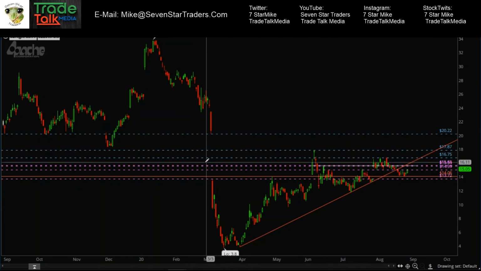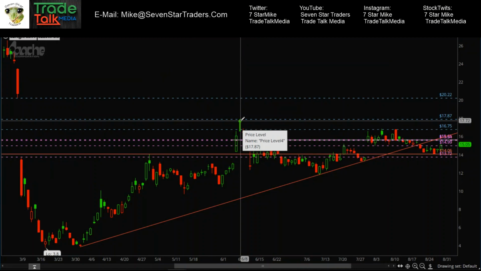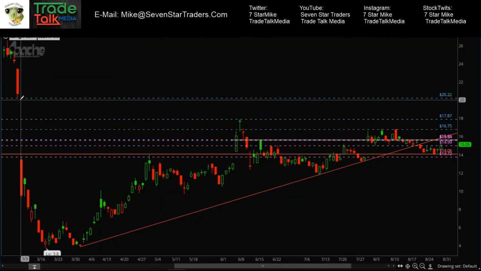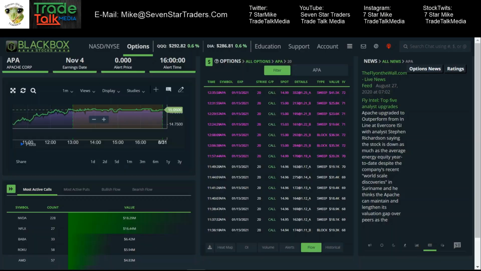17.87 was the high over here. Let's zoom in again. So it tried to fill the gap here and it got rejected at this point. That's where that 17.87 line comes in. And above that, we have the actual gap filled up at $20.22. So here's why we're looking at these January 15th $20 calls.